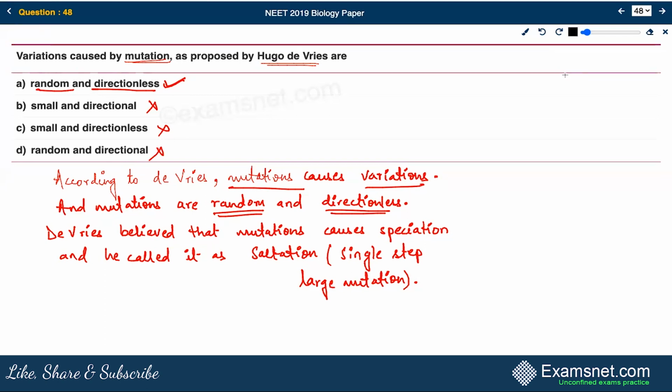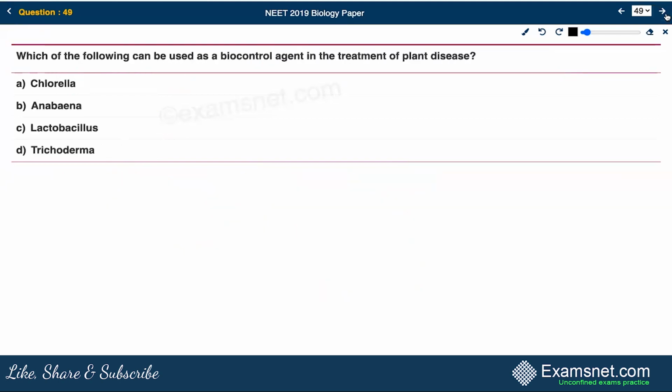Now, question number 49. Question number 49 says: which of the following can be used as a biocontrol agent in the treatment of plant disease? So you have to look out for the biocontrol agent that is used for the treatment of plant disease. All right. So there are Chlorella, Anabaena, Lactobacillus, and Trichoderma.